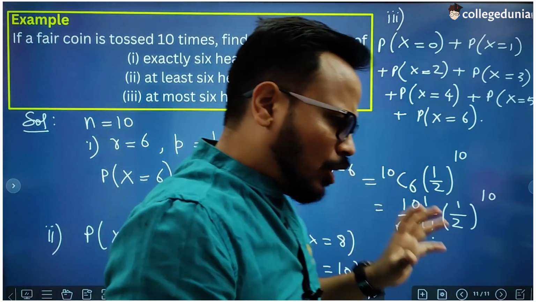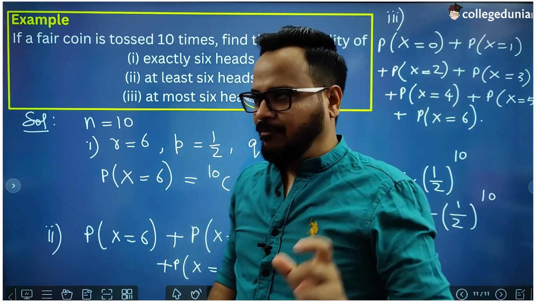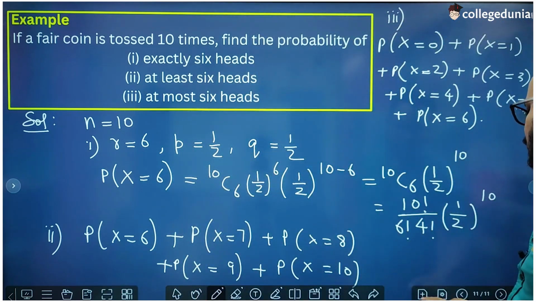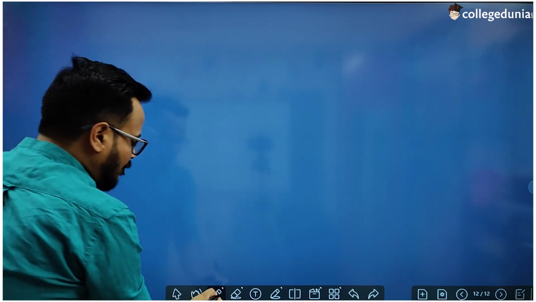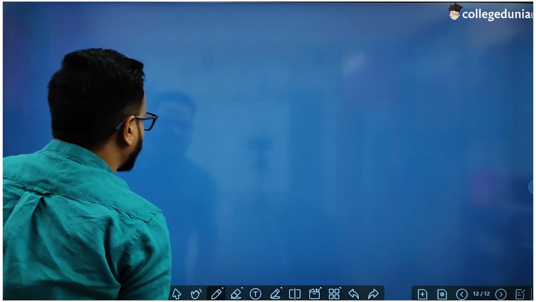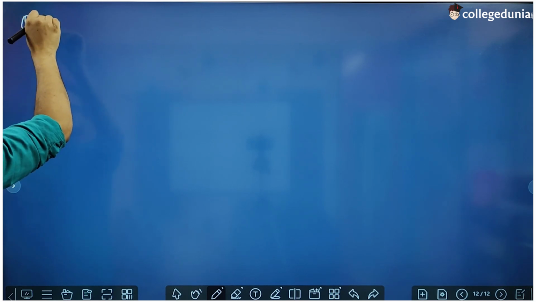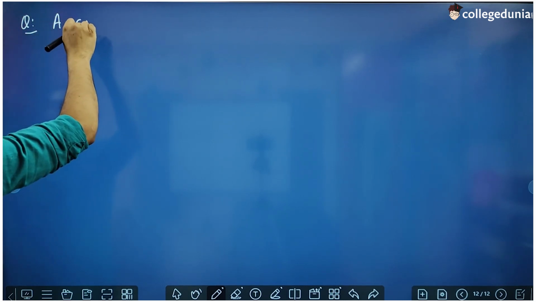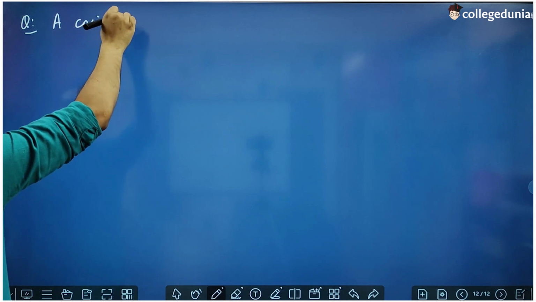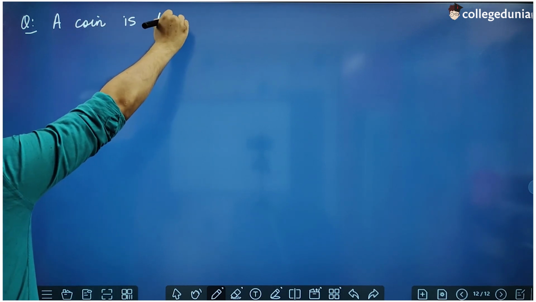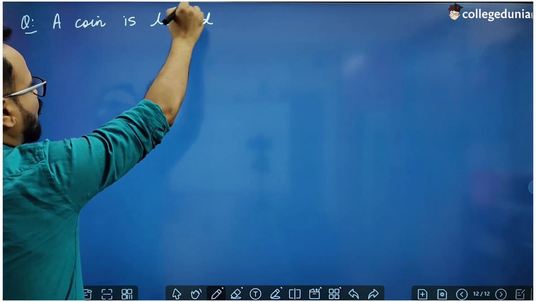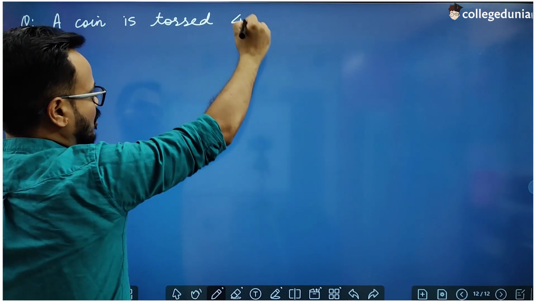Okay, what is binomial distribution? Sometimes a question comes in which it is not given that we have to find the probability of a particular event. It is just given that we have to find the probability distribution of a random variable. For example, let us consider this question: a coin is tossed 4 times, right, or 3 times.